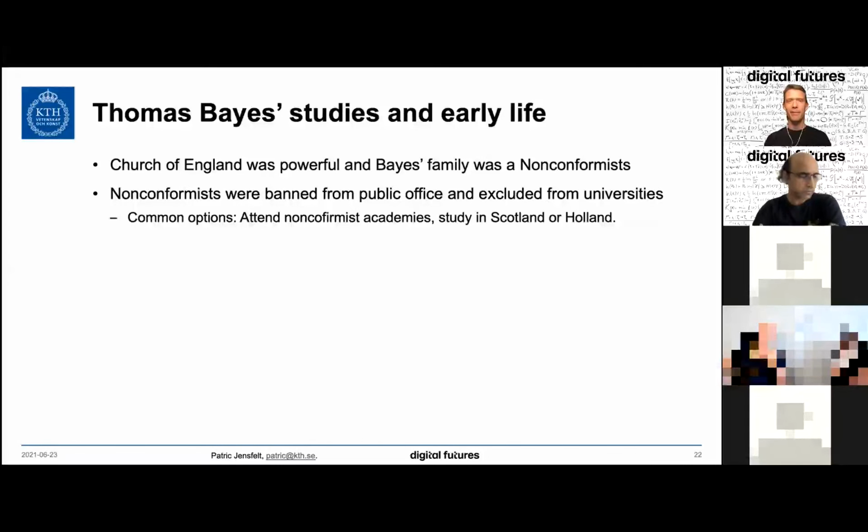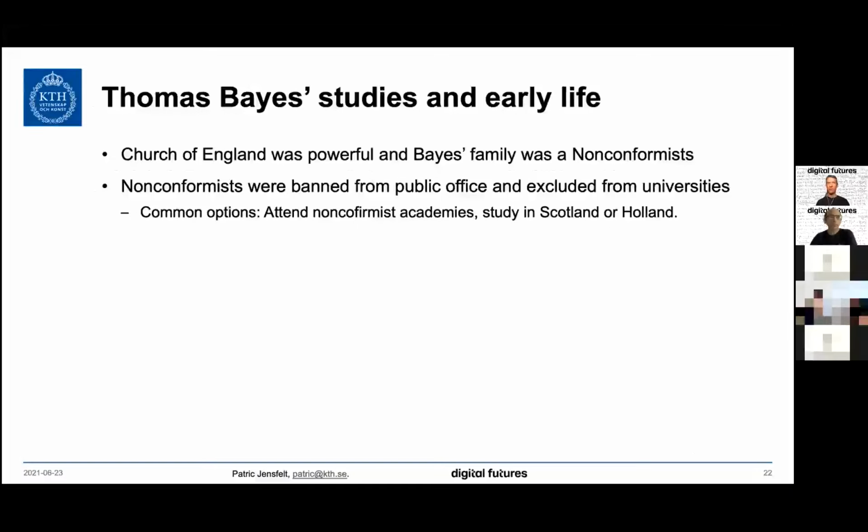And as a non-conformist, you were banned from public office, and also you couldn't attend normal universities, and this applied to your children as well. So the common option here was to attend special non-conformist academies. Some of those were actually quite good. You could also go up to Scotland and study, or you could go to Holland. Those were the typical options that people used.